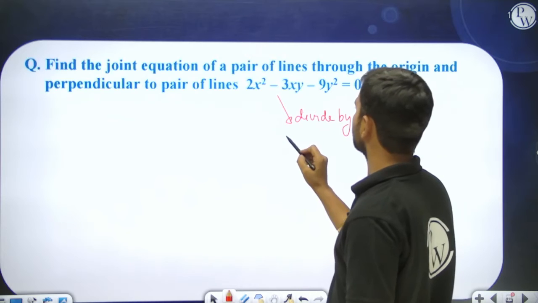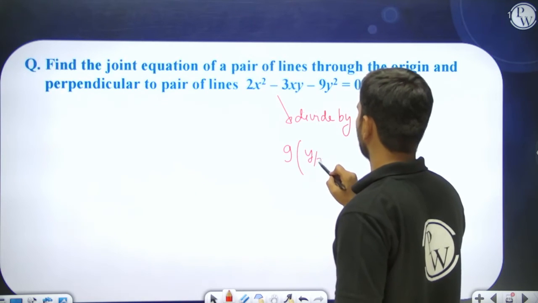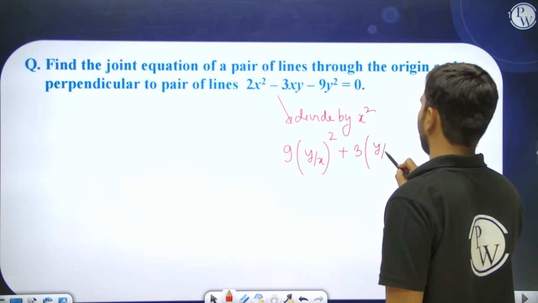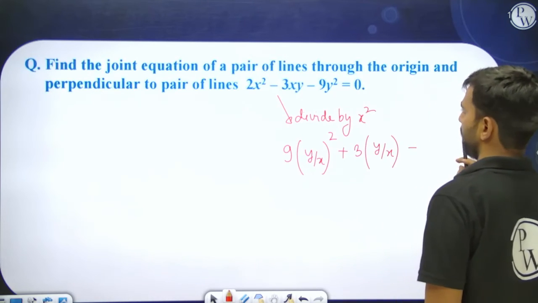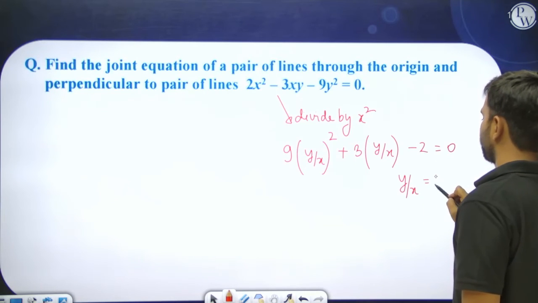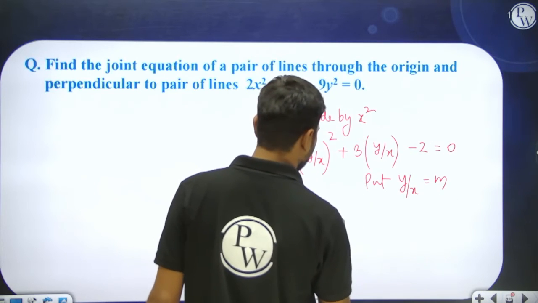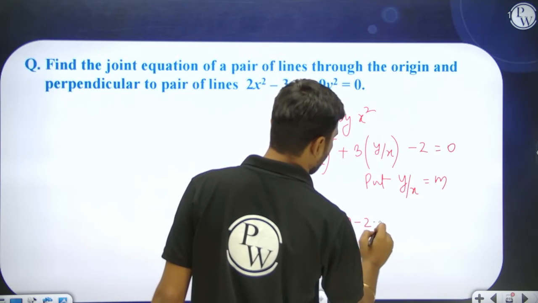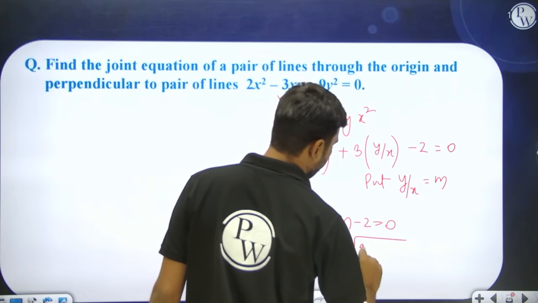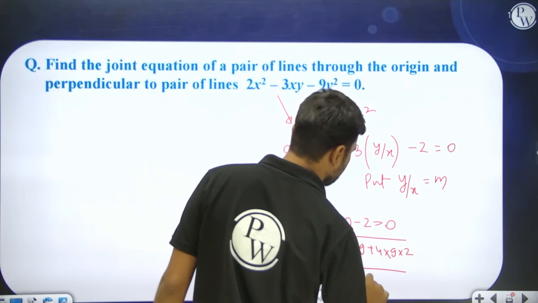If you divide by x square, the equation will become 9(y/x)² + 3(y/x) − 2 = 0. Putting y/x = m, you will get 9m² + 3m − 2 = 0. If you solve it, m = (−3 ± √(9 + 4·9·2)) / (2·9). So this is how you're going to get the slopes.